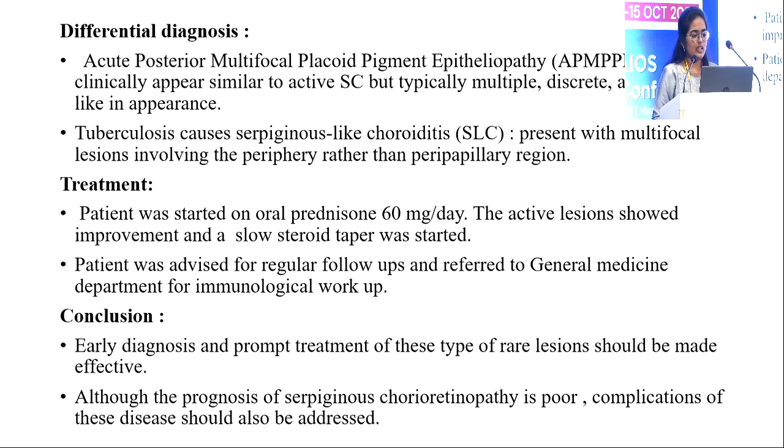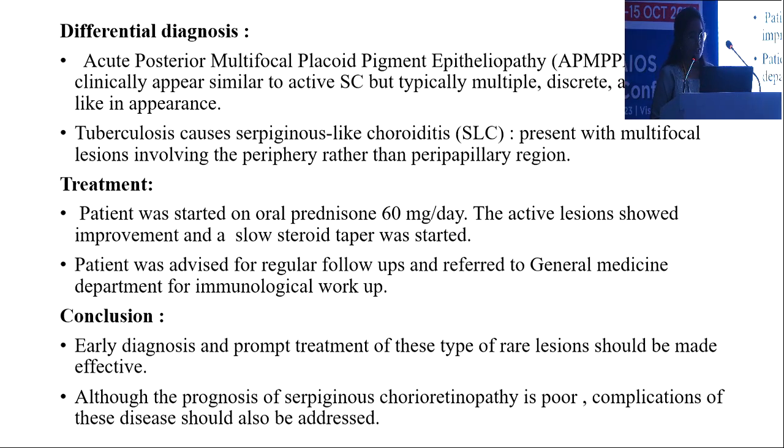My differential diagnosis: acute posterior multifocal placoid pigment epitheliopathy, APMPPE, where lesions clinically appear similar to that of the active serpiginous chorioretinopathies, but typically multiple discrete and plaque-like appearance is seen. Tuberculosis also causes serpiginous-like choroiditis, where multifocal lesions involving the periphery rather than the peripapillary region are seen.